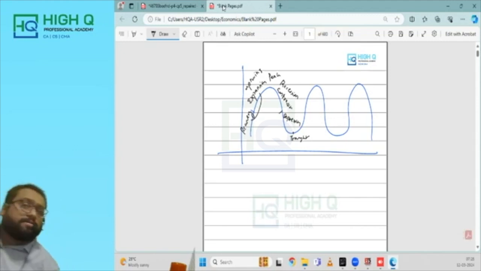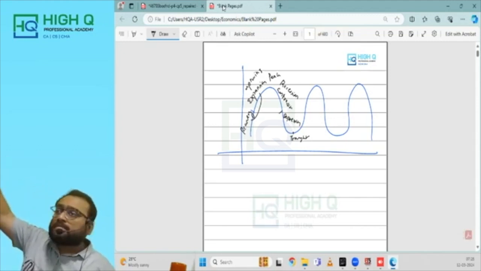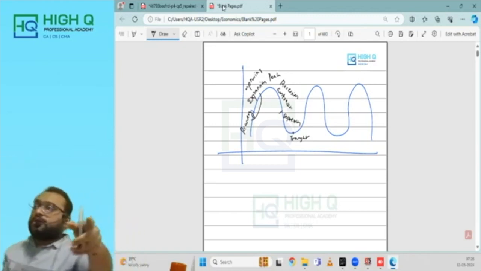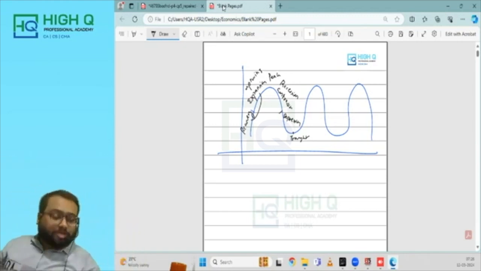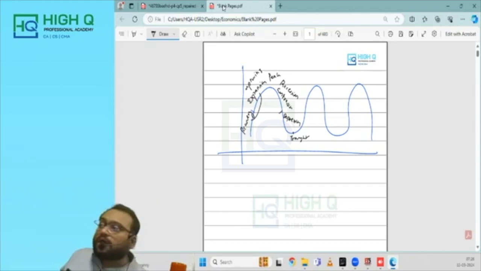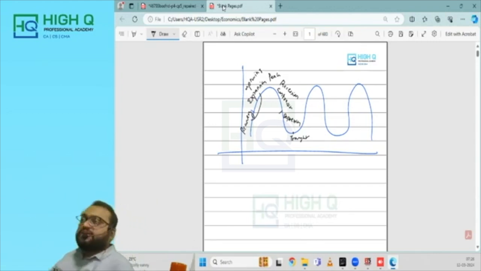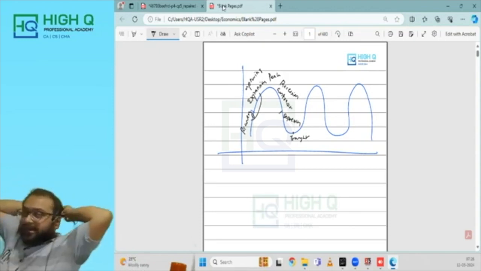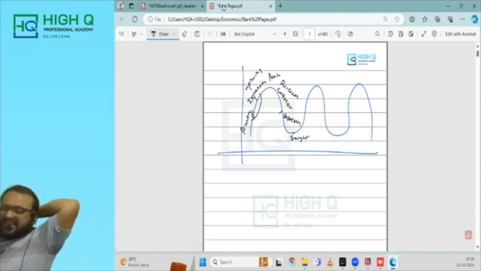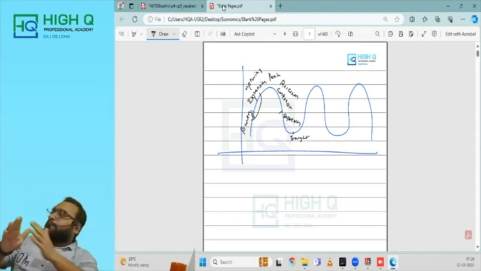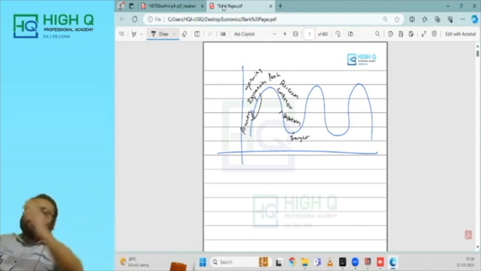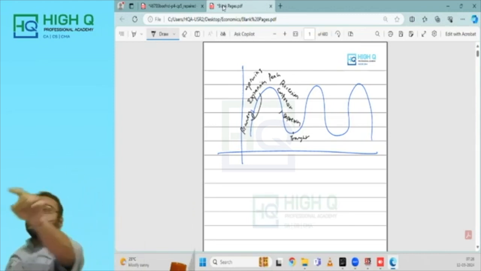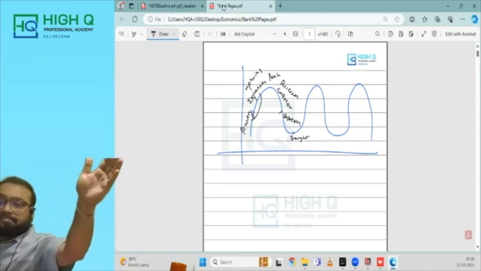How many people have an iPhone? Anyone having an iPhone? Which model? 13. It is manufactured in China. The manufacturing unit was in China. So why? See, what did China do? Around 1980, China opened its economy. What do you mean by China opened its economy? Like in 1991 we opened the Indian economy.